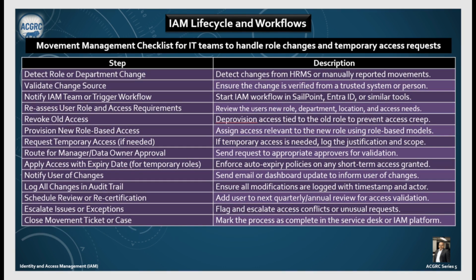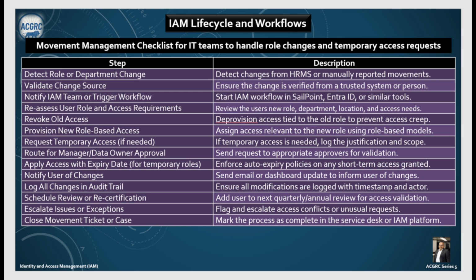Let's look at a checklist for handling role change and temporary access requests. First, detect changes from HRM or manually reported movements. Then ensure the change is verified from a trusted system or person. Start the IAM workflow in SailPoint, Entra ID, or similar tools. Review the user's new role, department, location, and access needs. Deprovision access tied to the old role to prevent access creep. Assign access relevant to the new role using role-based models.